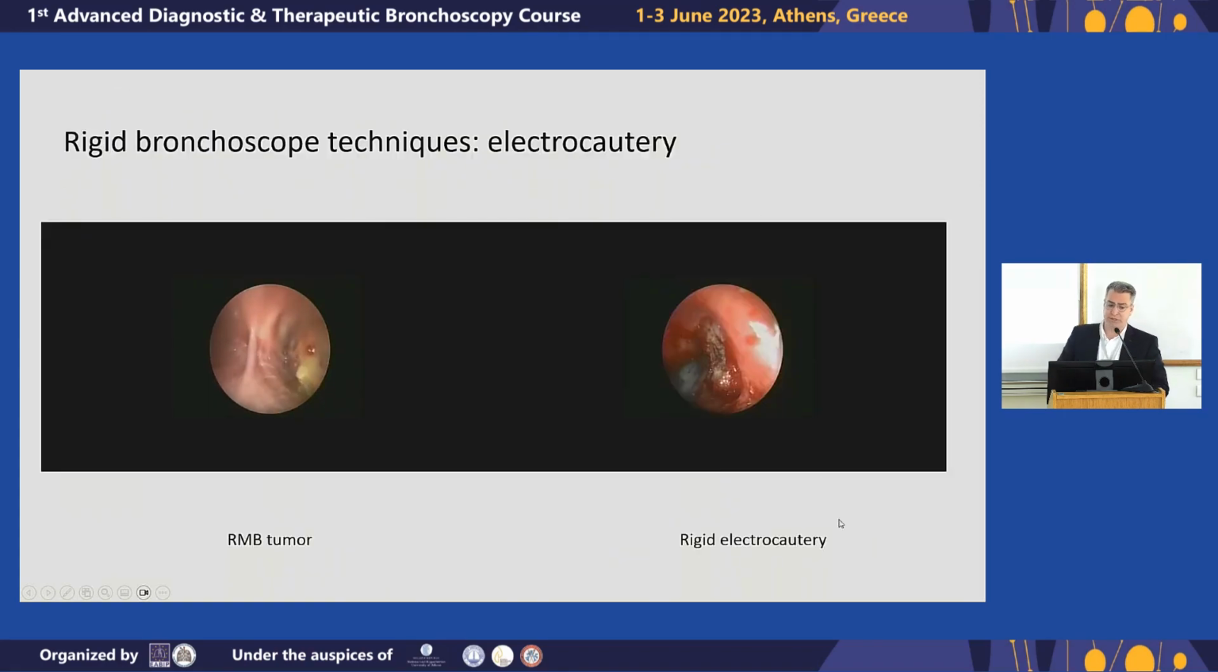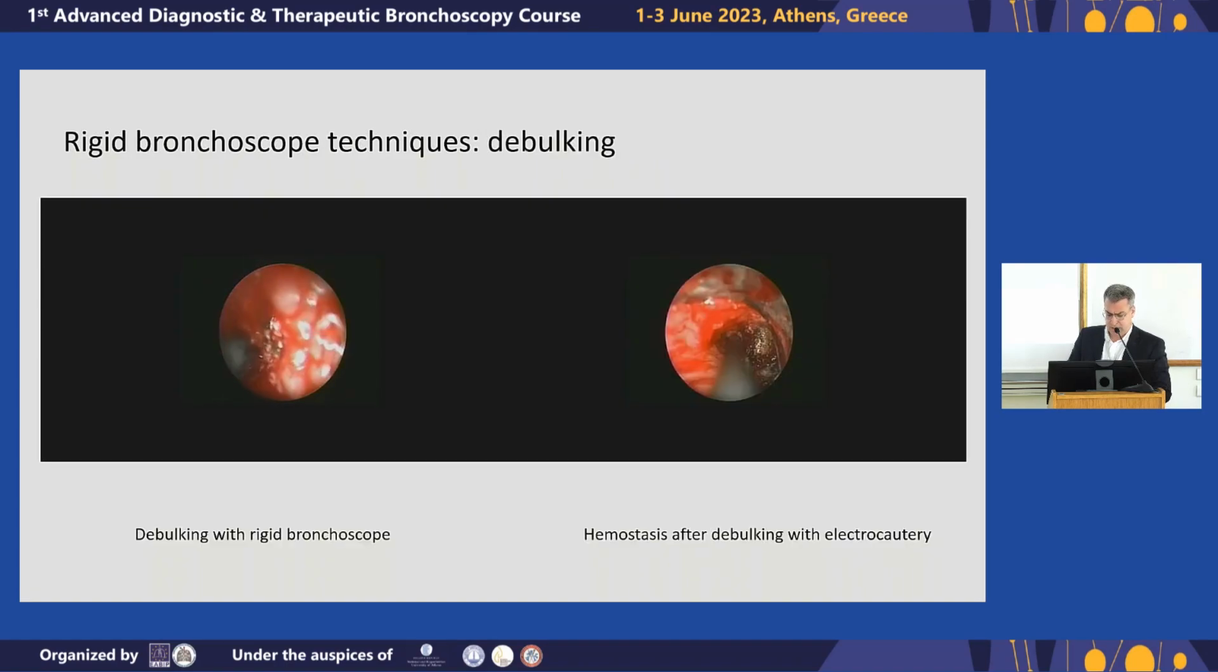With our rigid technique, we have electrocautery incorporated in the rigid scope. You see here quite a big lesion that is cauterized. The probe of the rigid scope is much more efficient and takes less time to cauterize and completely destroy such an exophytic lesion. We usually combine this with the technique of debulking, as you can see.